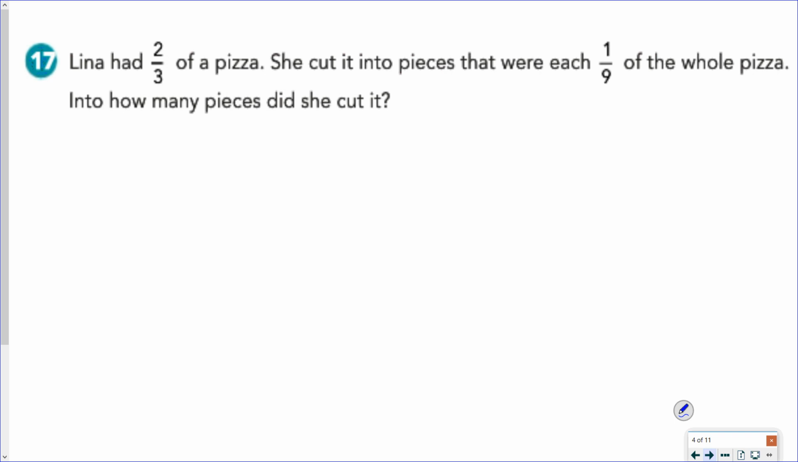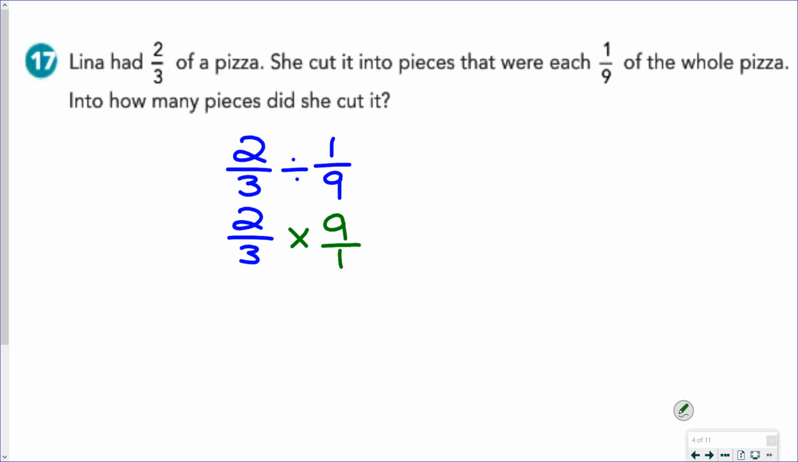Lena had 2/3 of a pizza. She cut it into pieces that were each 1/9 of the whole pizza. Into how many pieces did she cut it? So we'd have 2/3 divided by 1/9, which is 2/3 times 9/1.